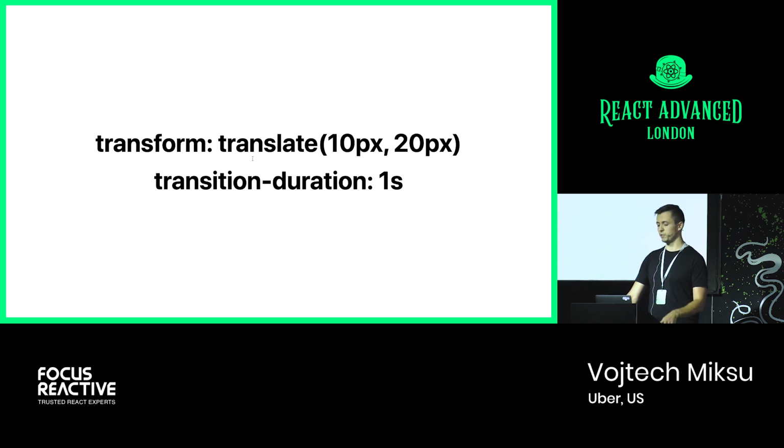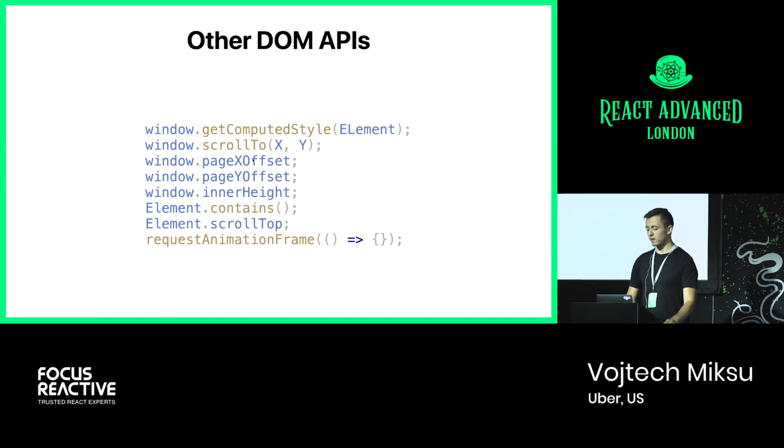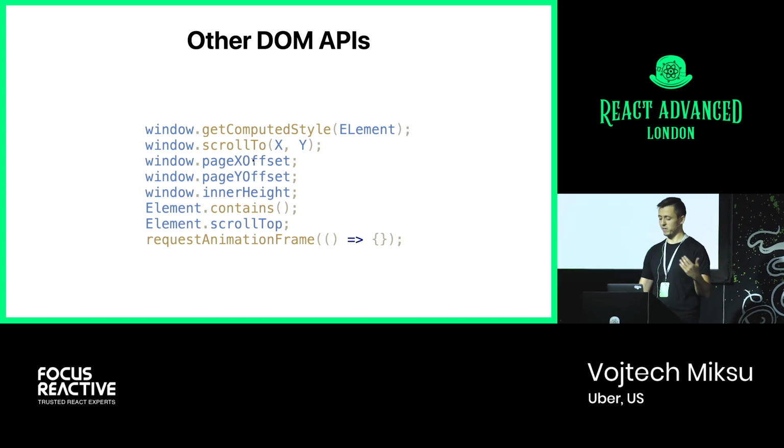But there is a better solution. Instead of top and left values, you can use CSS transform translate. This thing is much faster because it's using GPU instead of CPU. You can also combine it with transition duration if you want to animate. There are some other useful DOM APIs, for example, if you want to deal with scrolling or with even better performance.